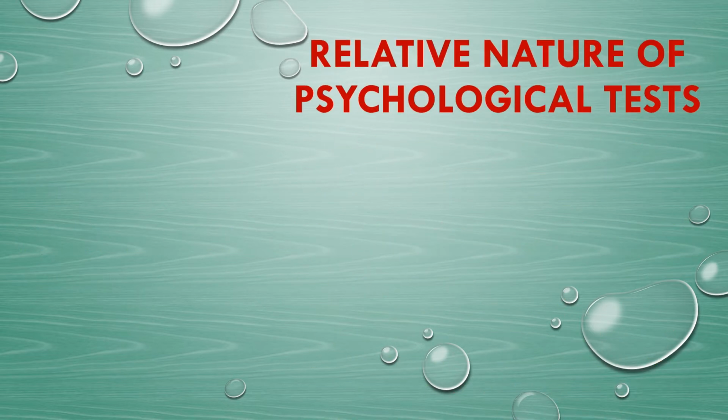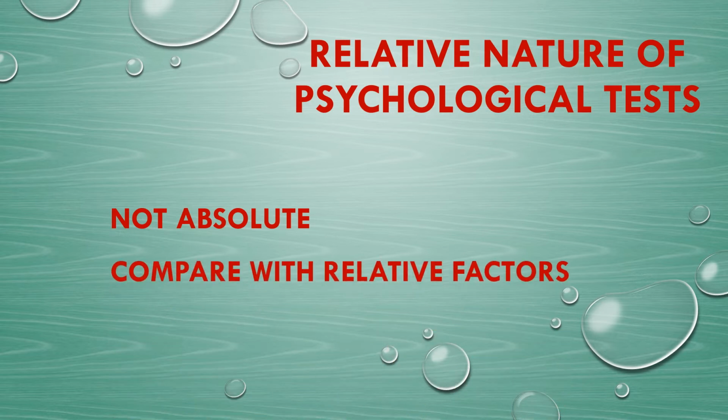Relative nature of psychological test. We conduct a psychological test and the scores we get are not absolute. Why? Because we score various psychological attributes by comparing them with other relative factors. To get the psychological test result, we compare with relative factors. So, they are not absolute values.